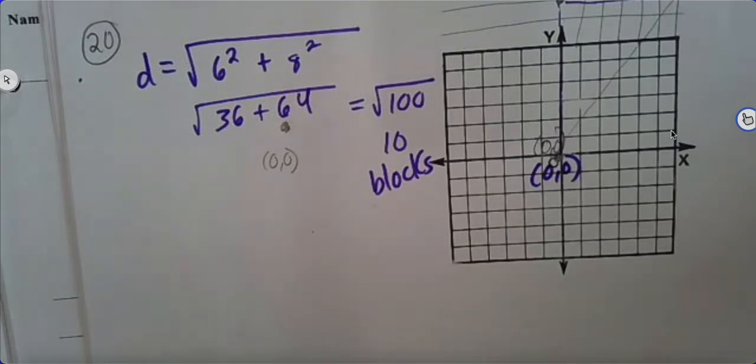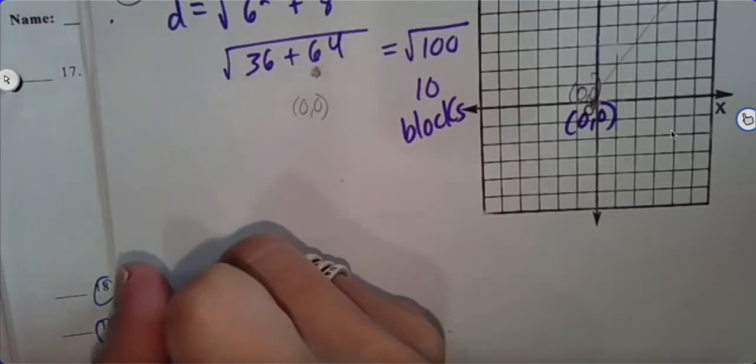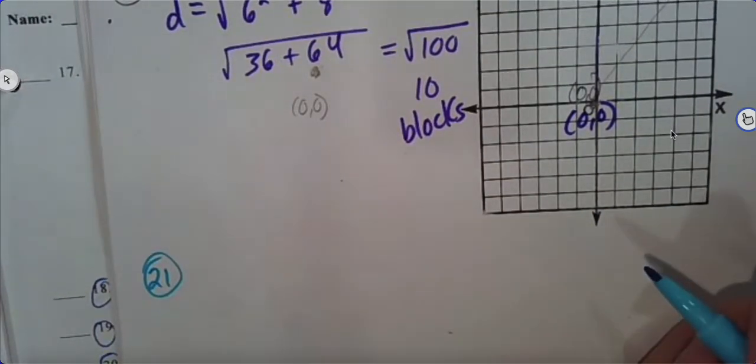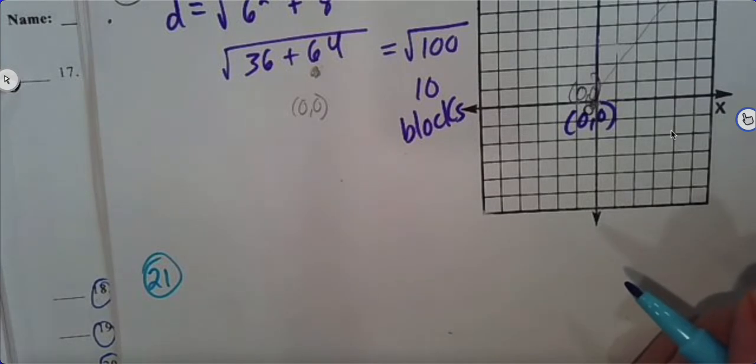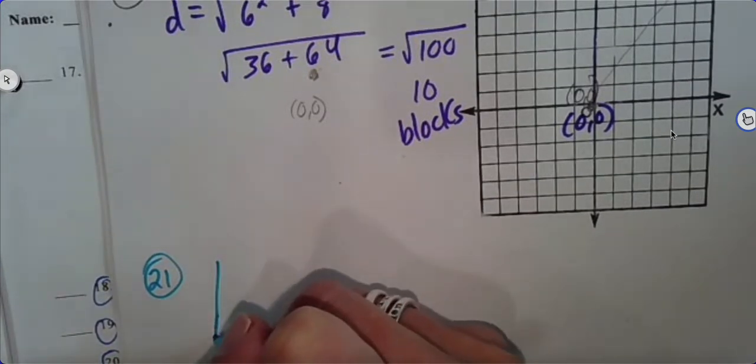Okay. Now let's keep going. We've got a few perimeter problems. Number 21. It says if the perimeter of a square is 140 inches. Y'all, I'm gonna draw a square real quick.